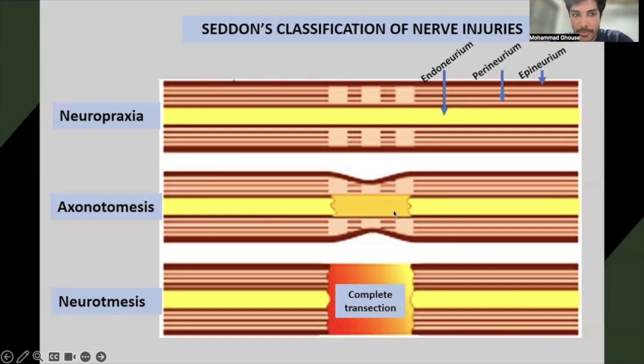Whereas in axonotmesis, there's disruption of continuity of the axon, whereas the neuronal sheath is intact. Both neuropraxia and axonotmesis carry a good prognosis. Especially neuropraxia has a better prognosis, where nerve recovery usually takes place from a few days to a few weeks, whereas in case of axonotmesis, it usually takes place from a few weeks to a few months. Whereas in neuronotmesis, the prognosis is poor because there's complete transection of the neuronal sheath as well as the axon.